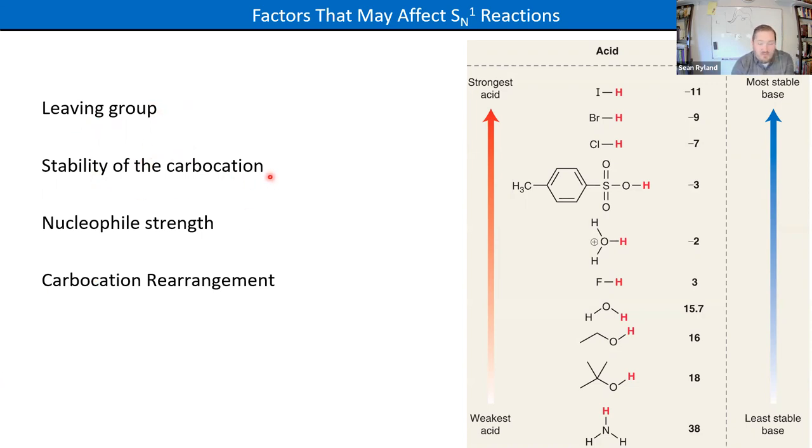The stability of the carbocation, the stability of the intermediate, is the other largest factor here. Are we going to make a primary carbocation or a secondary carbocation or a tertiary carbocation? The more substituted the carbocation that you're going to make, the faster that will go, because the more stable your intermediate will be.